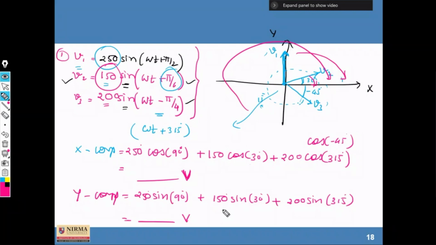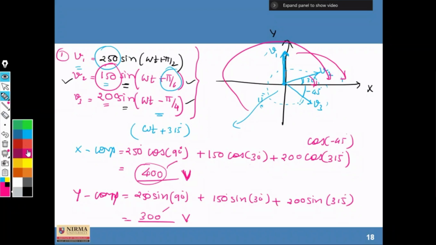I hope all of you have a calculator and can easily calculate the x component and y component. For the time being, please calculate it on your own. For the time being, I may consider it is 400 volt and it may be 300 volt. Fine. Please find out the exact value here. I simply write the numbers here only. Now we can represent this x component and y component, and finally we can find the resultant of it.